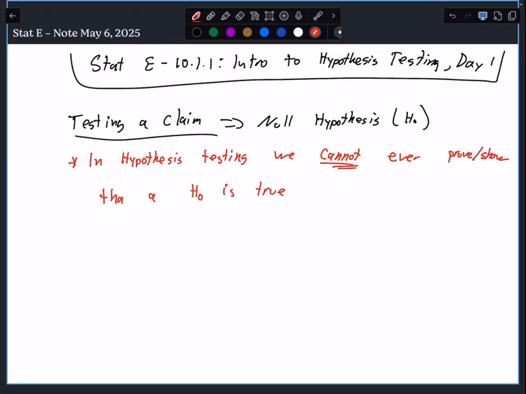Prove/show. So when you go to a court, you're not trying to prove innocence. That's not what you're doing. Your job is not to try to prove that the defendant didn't do the crime. The whole point of a trial is to prove the alternative. Because the alternative to the null hypothesis is what? If the null hypothesis is that they're innocent, then the alternative hypothesis is that they are guilty. And it's being guilty that you're trying to prove evidence of.